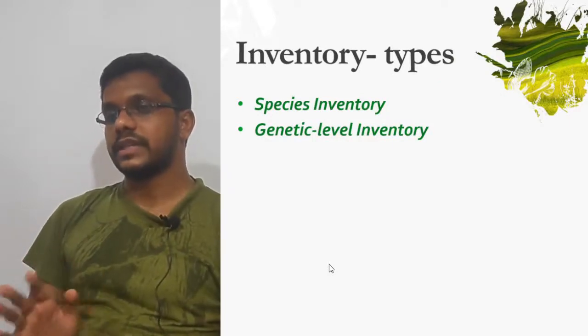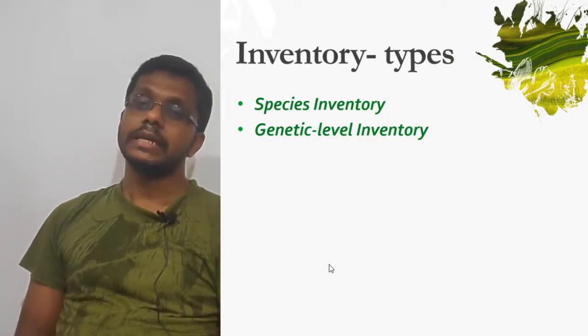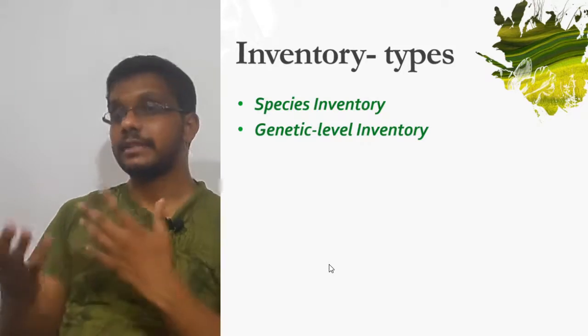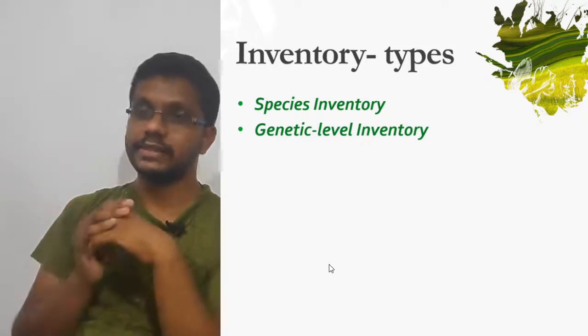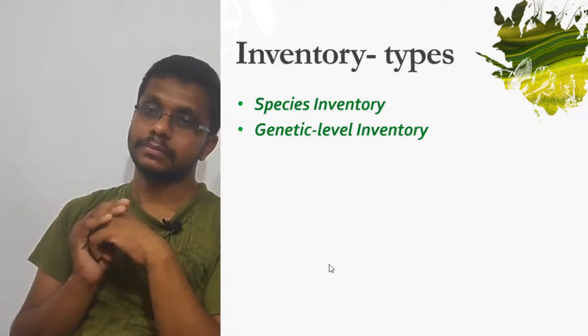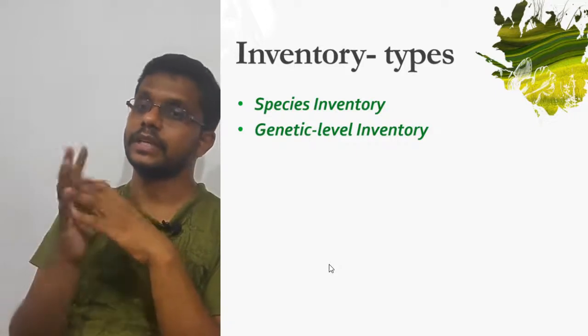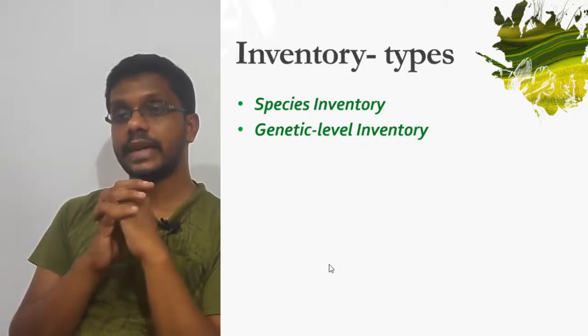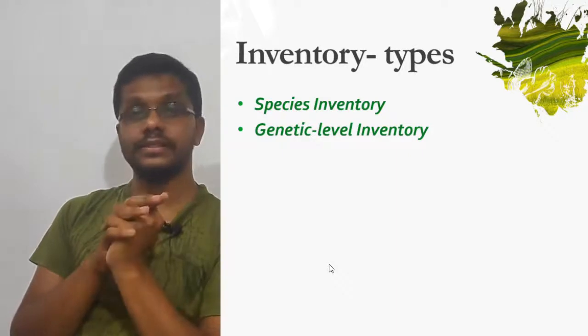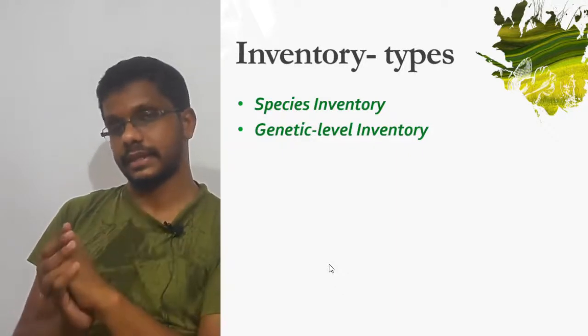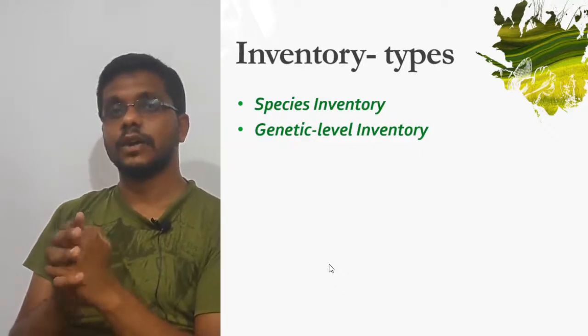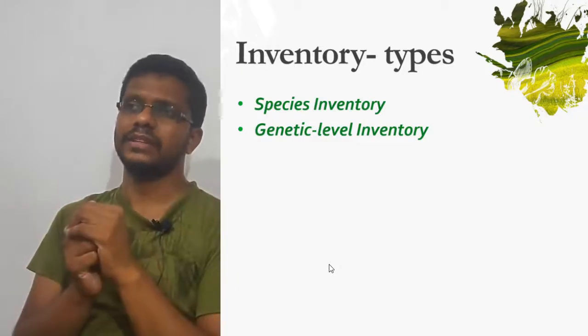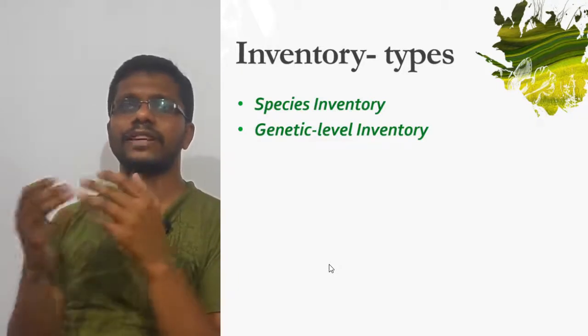So we talked about the species diversity and the dimensions of diversity, spatial and temporal dimensions. Now we are going to jump into the inventory types. Inventory can be made for species level or the genetic level. Species level inventory says how many different types of species we have. It's basically the number of different types of species.